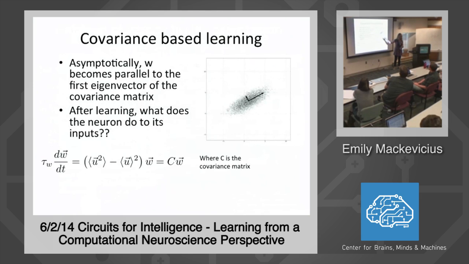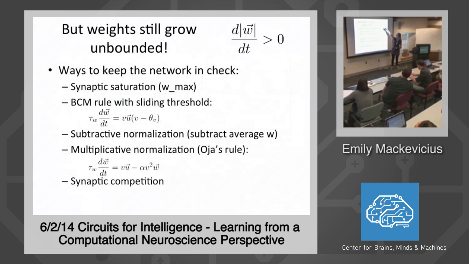So after learning, after it's seen many inputs, what does the network do to its input? First principal component? Exactly. So now, after learning, it projects its inputs onto the first principal component, because the first principal component is the first eigenvector of the covariance matrix. So that's cool. It's sort of a natural way, just by simple Hebbian plasticity, that a network can do PCA on its inputs.